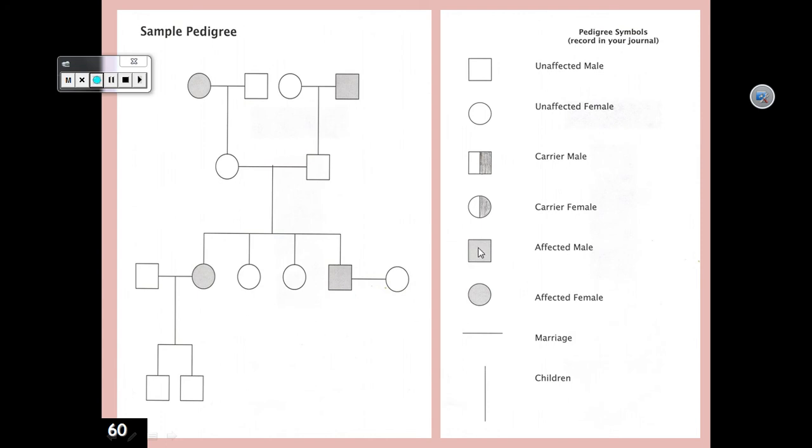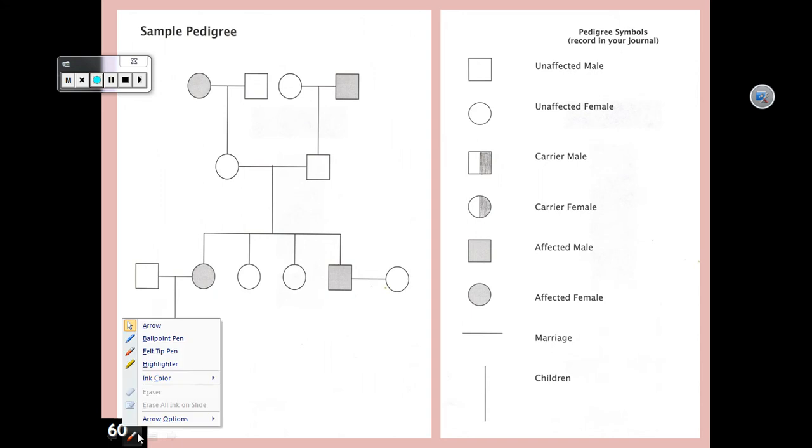Now, if the shape is shaded, that means they have that trait. They're expressing that trait, whether we're looking at a genetic disorder, a sex-linked trait, or just whether or not the person has a widow's peak or hitchhiker's thumb, something that we've talked about. Horizontal lines represent a marriage, and vertical lines represent children.